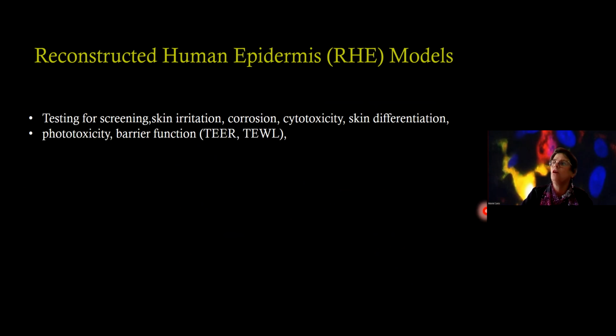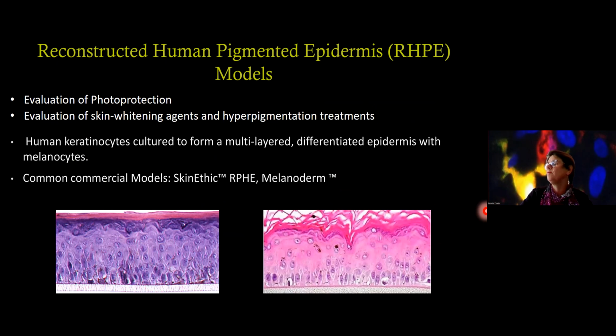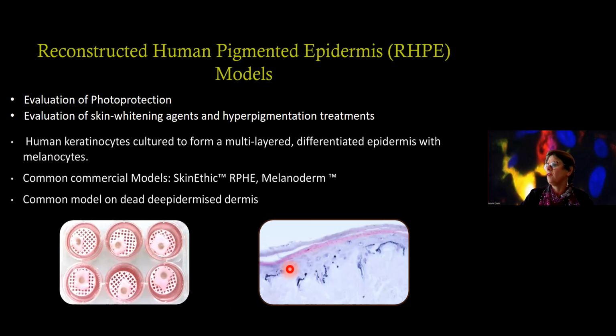This is why we have developed reconstructed human pigmented epidermis, where there are melanocytes and keratinocytes. There are also some commercial models, such as Melanoderm, and you can see here the pigment and the cells, and here you have the pigmentation. But the better model is made on dead dermis, as you can see here, because here you can see that melanocytes have a lot of dendrites. So the attachment of melanocytes to the basal membrane is better in this model, and this model is more relevant to study pigmentation.